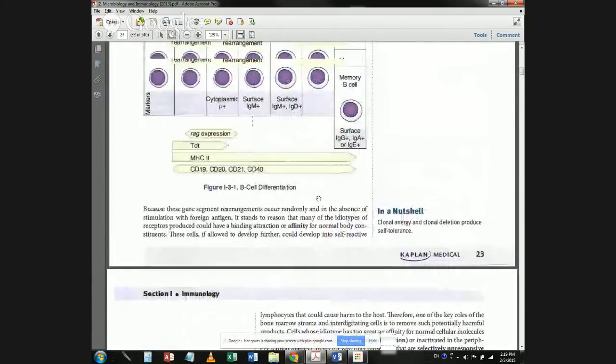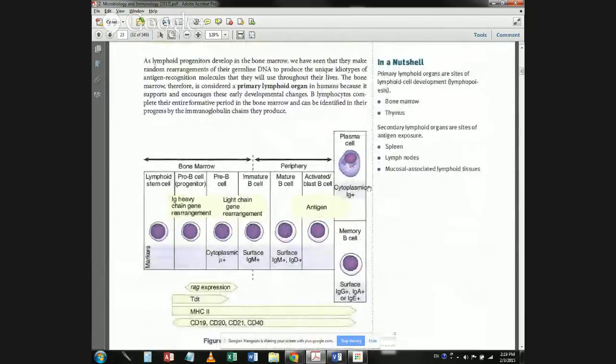So quickly in a nutshell, the primary lymphoid organs are sites of lymphoid cell development. These are where you have lymphopoiesis. And we know the bone marrow is one place where both the T cells and the B cells start off, but the B cells finish off at the bone marrow. The T cells decide to further specialize and go to the thymus, which is also another primary lymphoid organ.